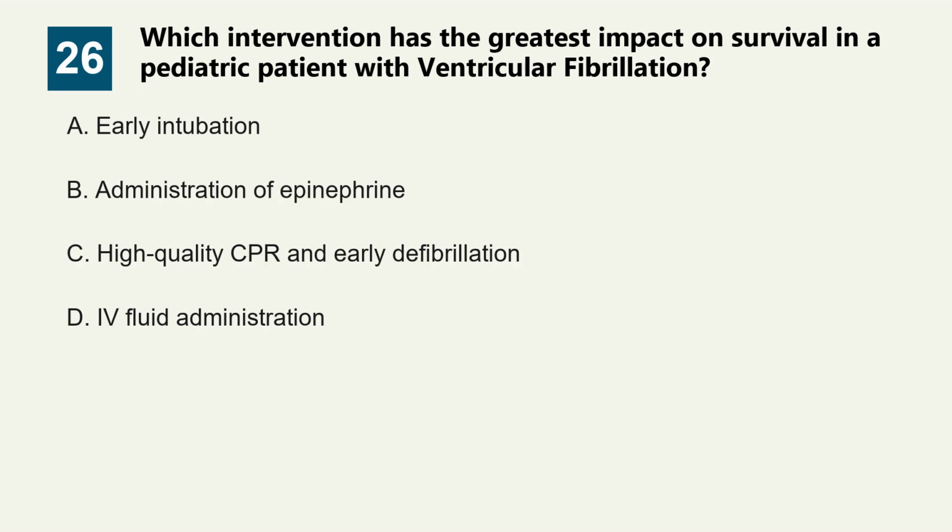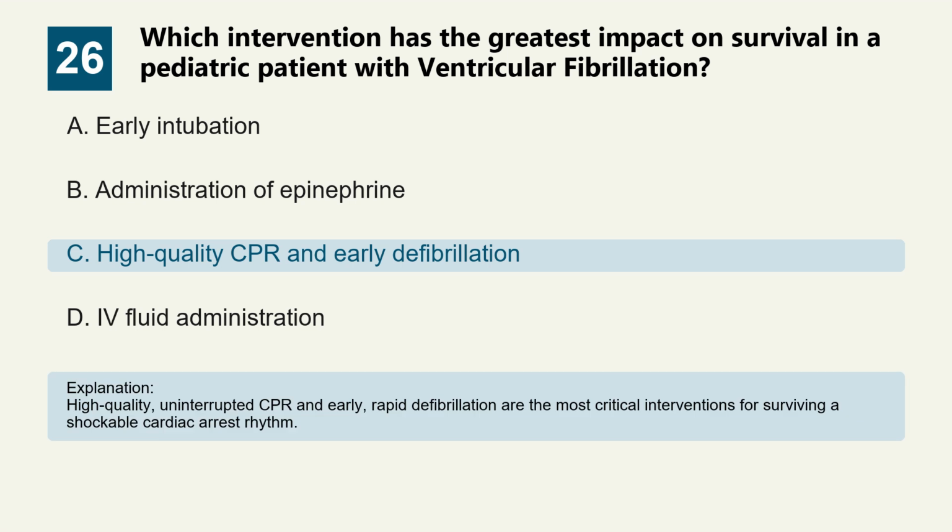Question 26. Which intervention has the greatest impact on survival in a pediatric patient with ventricular fibrillation? Option A. Early intubation. Option B. Administration of epinephrine. Option C. High-quality CPR and early defibrillation. Option D. Fluid administration. The correct answer is option C. High-quality CPR and early defibrillation. High-quality, uninterrupted CPR and early, rapid defibrillation are the most critical interventions for surviving a shockable cardiac arrest rhythm.